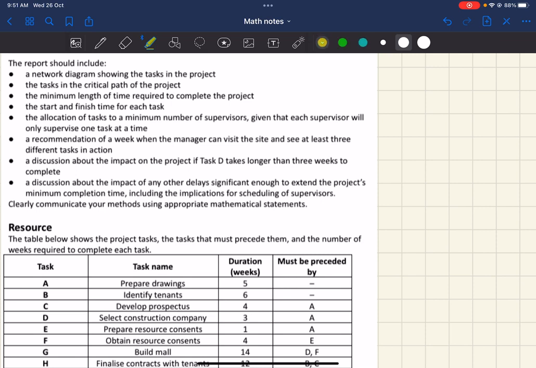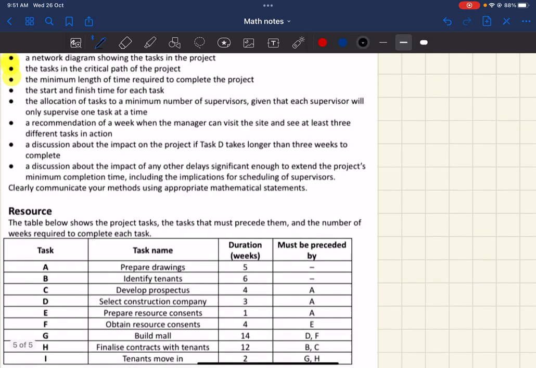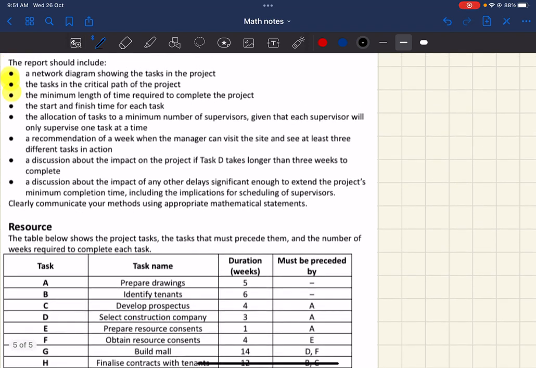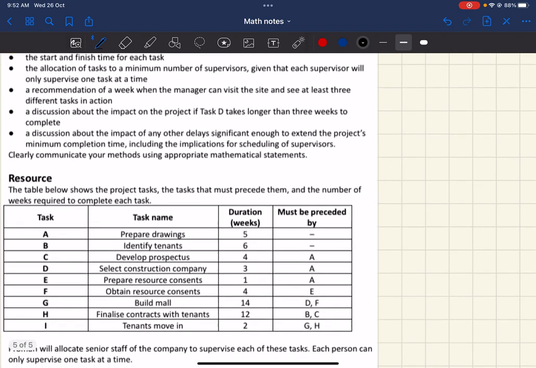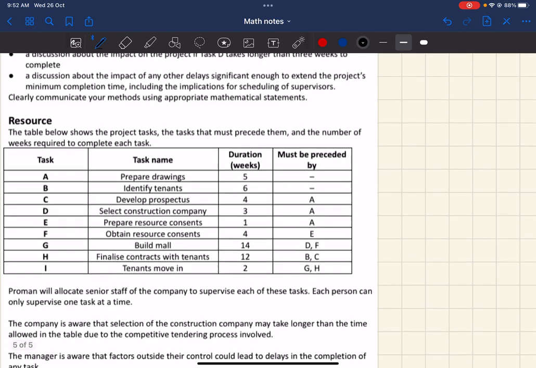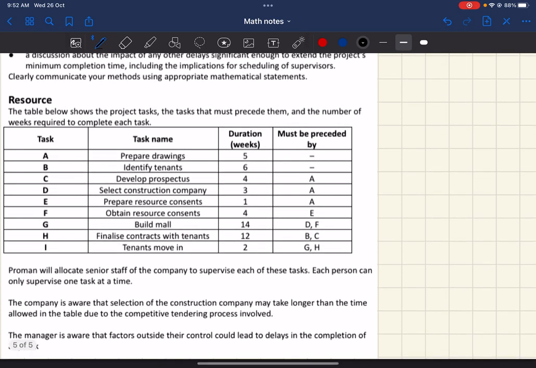Now for Achieved, we only need to do the network diagram, the tasks in the critical path of the project, and the minimum length of time to complete the project. So that's just Achieved. Start and finish time for each task, and the rest of them are for Merit and Excellence. So we'll go on to that in other videos. We need to clearly communicate our methods using appropriate mathematical statements.